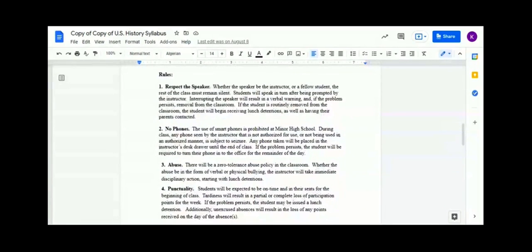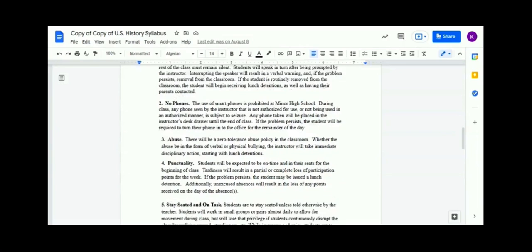A few classroom rules. These are also rules that we follow here at Minor as well. Respect the speaker, whether the speaker is the instructor, being me, or another student. The rest of the class is to honor their time and honor what they are saying. Interrupting the speaker obviously results in a verbal warning, and if the problem persists, we will move forward with that.